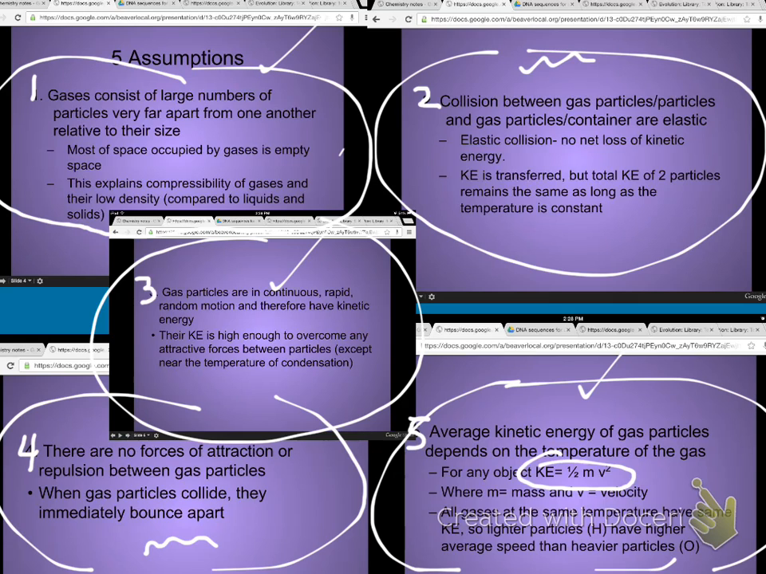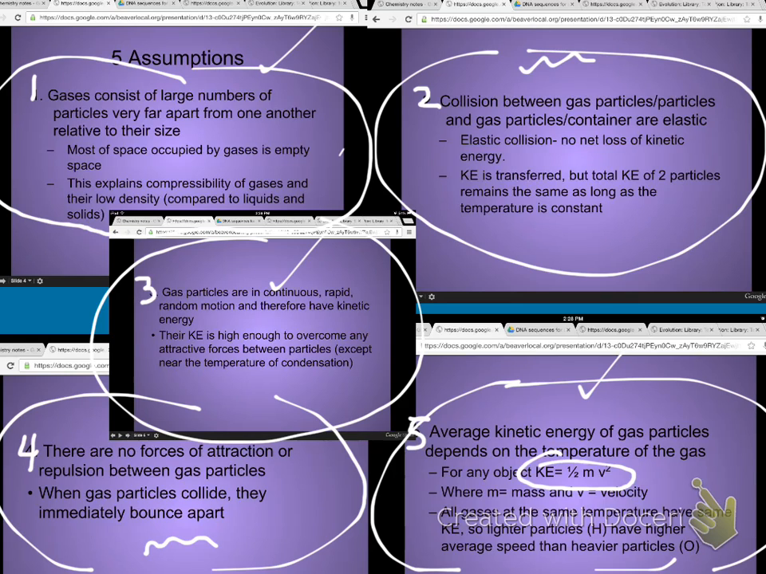My favorite image on this: a school bus full of cinder blocks versus a Honda Civic full of cotton balls. One of those things moves a lot faster than the other. The Honda Civic can zip around. You're going to be hard-pressed to get the school bus full of cinder blocks up to 100 miles an hour. The Honda Civic, no problem.